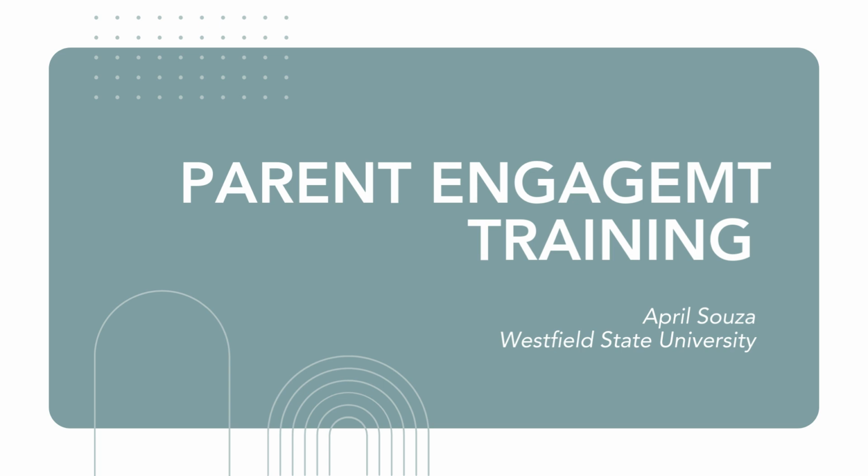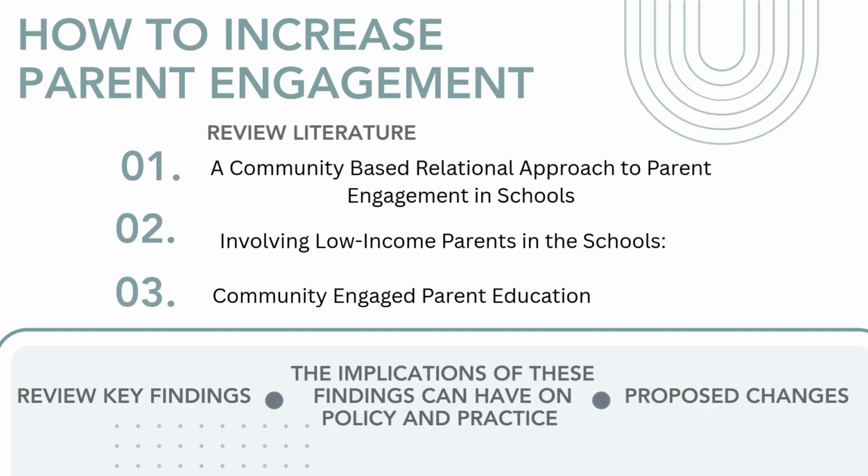Today's training will focus on how schools, primarily low-income schools, can increase parent engagement. During this training, we will review 3 academic journals that revolve around increasing parent involvement in schools. This will include discussing methodology, key findings, and how the research can inform schools on a micro and macro level.